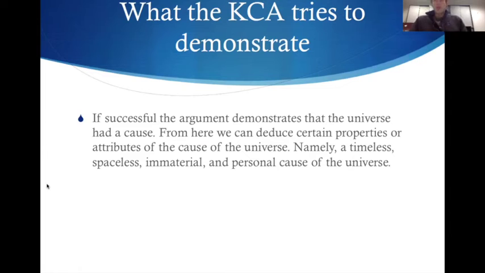And then what the Kalam tries to demonstrate, once we've established that the universe began to exist and needed a cause, is that we can show the first cause had certain properties, namely, the first cause had to be timeless, spaceless, and immaterial. It also had to be sufficiently powerful to create the universe and everything in it, as well as personal. And these are all attributes of God.